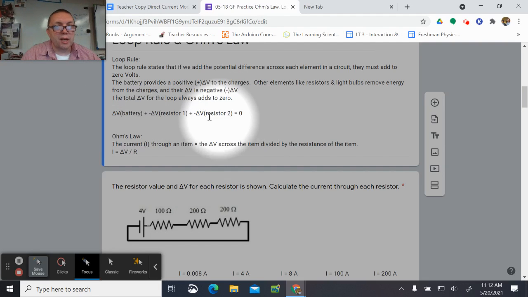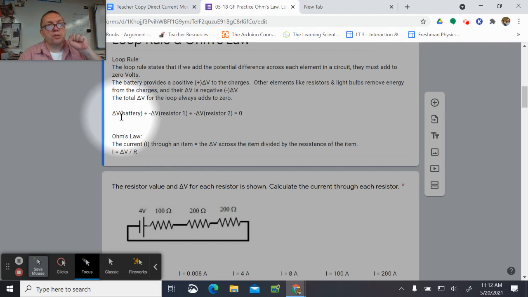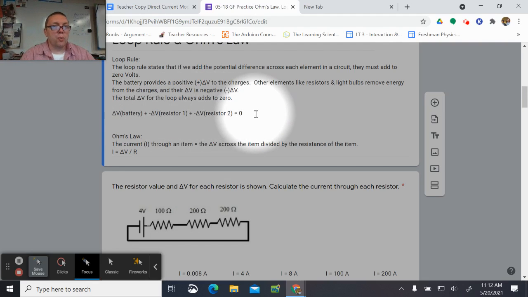If we add all those together, the positive from the battery, the energy per charge the battery gives, and then the energy per charge that the first resistor takes, the energy per charge the second resistor takes, the energy per charge the third resistor takes, we end up with 0.